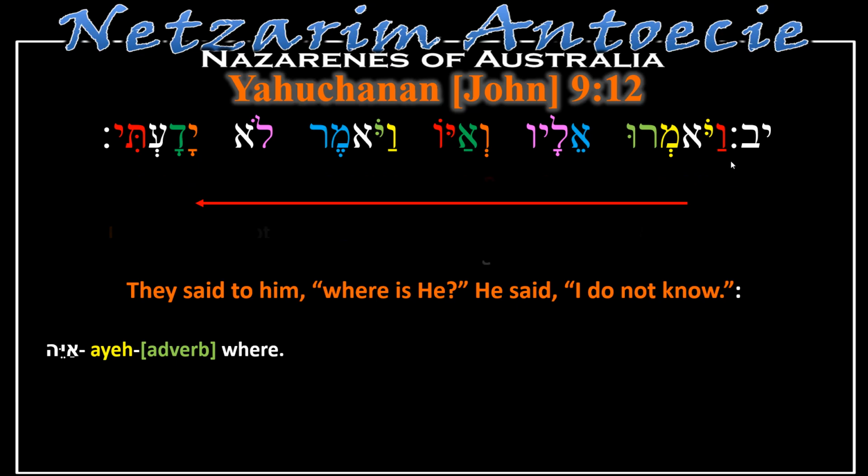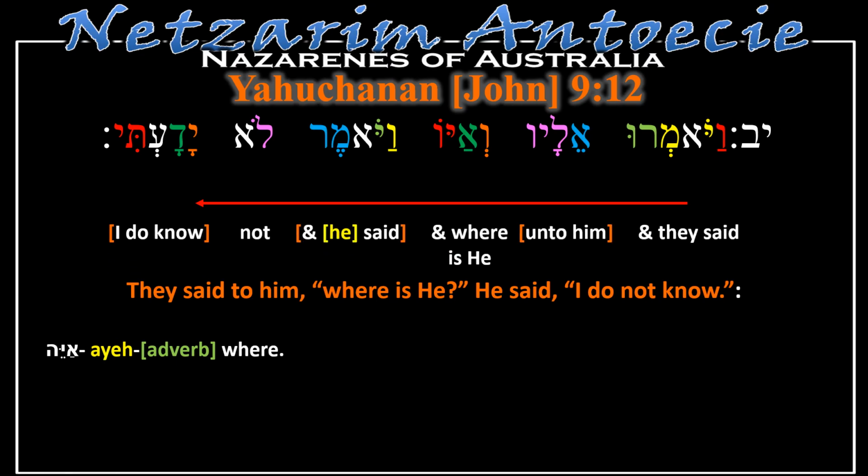So now we can read that. Va yomru eliv ve ayo va yomer lo yadati. And they said unto him, and where is he? And he said, not I do know.